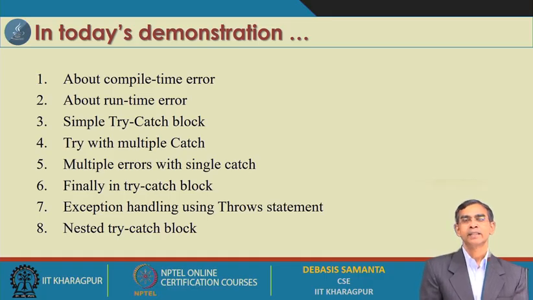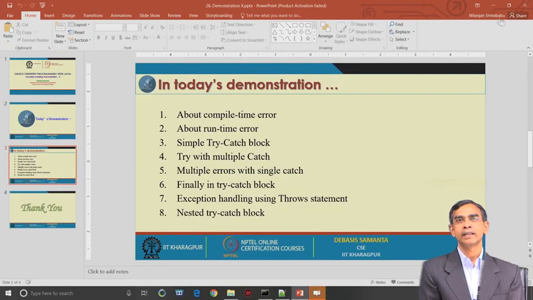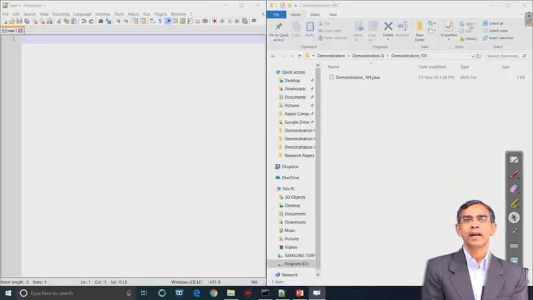So, try catch finally block along with the try catch block, and then throw used in exception handling, and then nested try catch block also. So, let us have the first look at the compile time error.